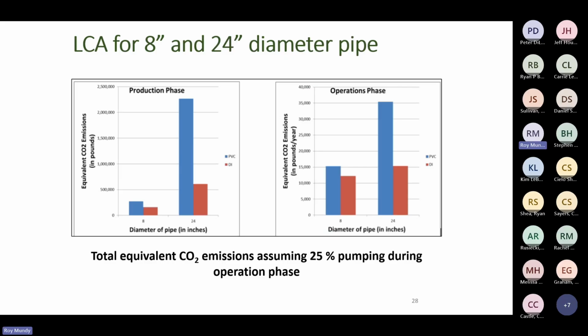So graphically, when you take the operational cost for 8-inch pipe and 24-inch pipe, and then you take the embodied energy cost for 8-inch and 24-inch pipe, you can see graphically the findings in terms of the carbon footprint, respectively, for ductile iron pipe and for PVC pipe, wherein again, ductile iron pipe comes out well at the beginning.